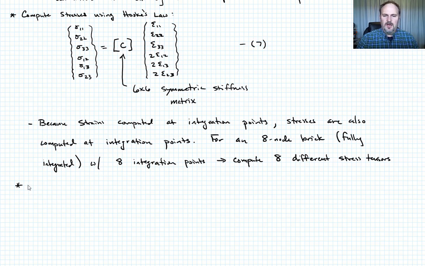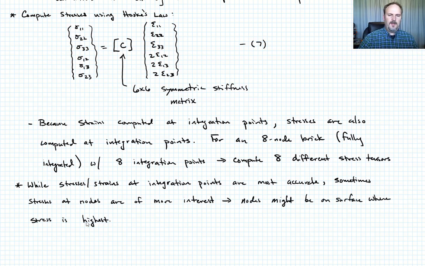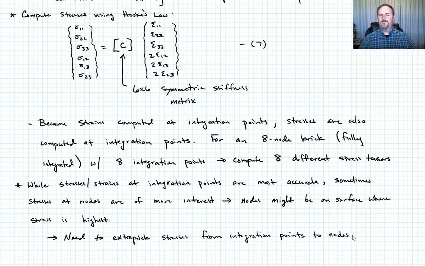So let me just say, while the stresses and strains at integration points are the most accurate, sometimes the stresses at the nodes are of more interest. For example, nodes can sit on a surface where the stress is the highest. So what do we need to do? We need to have a method to extrapolate the stresses that we calculated at the integration points to the nodes. So let's talk about a methodology for that.